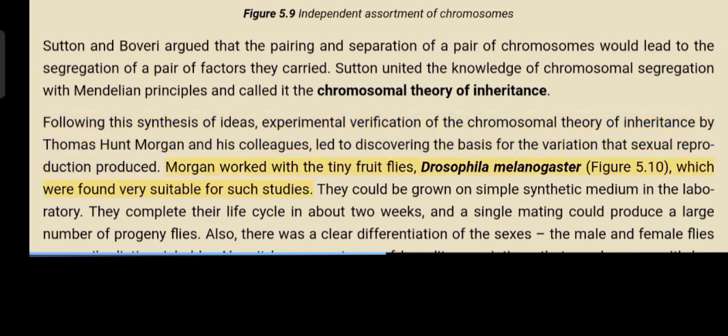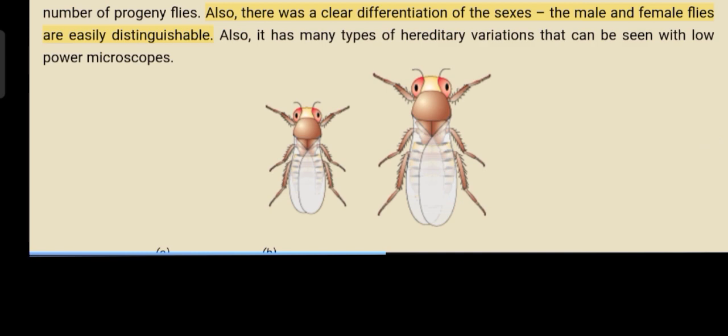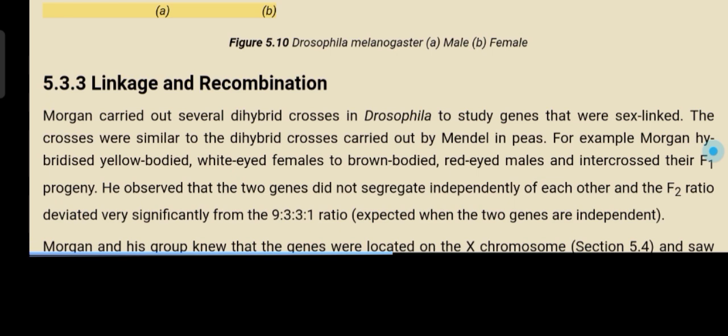Morgan worked with the tiny fruit flies, Drosophila melanogaster (Figure 5.10), which were found very suitable for such studies. They could be grown on simple synthetic medium in the laboratory. They complete their life cycle in about 2 weeks, and a single mating could produce a large number of progeny flies. Also, there was a clear differentiation of the sexes; the male and female flies are easily distinguishable. Also, it has many types of hereditary variations that can be seen with low-power microscopes. Figure 5.10: Drosophila melanogaster, A. Male, B. Female.